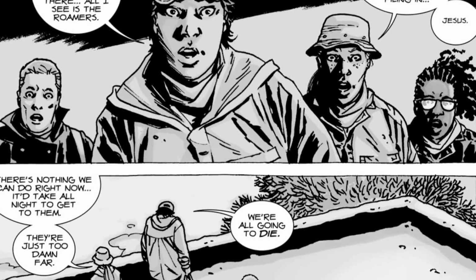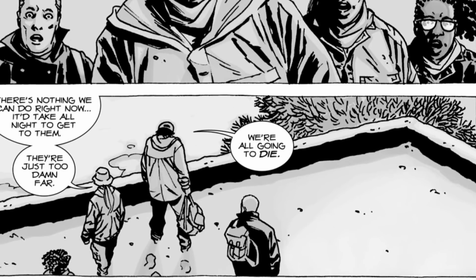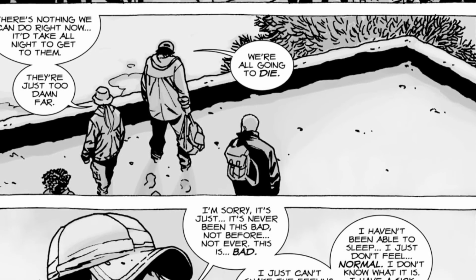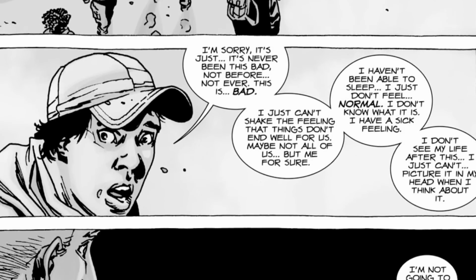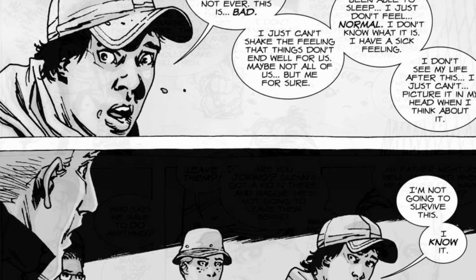They then watch as a portion of the Alexandria walls fall inward, letting huge numbers of zombies stream into the city in a conflict that I covered much more in detail in my Abraham character spotlight. Glenn begins to panic, saying that they're all going to die.